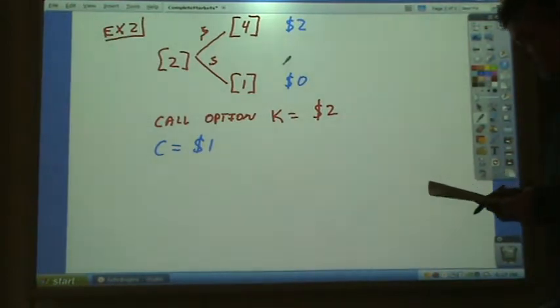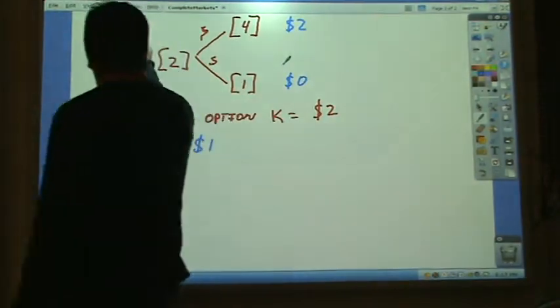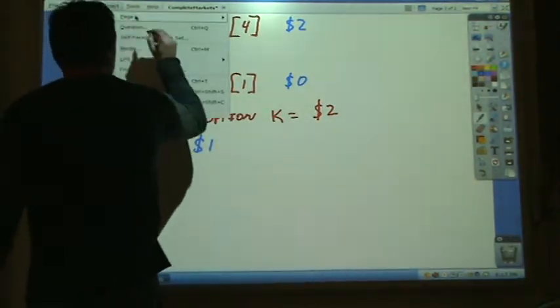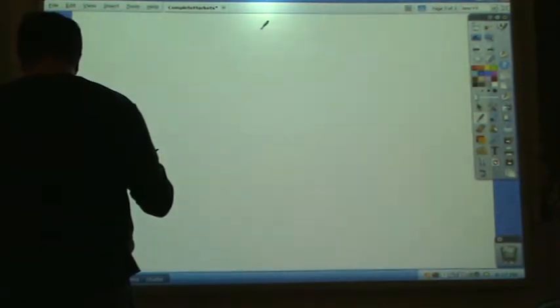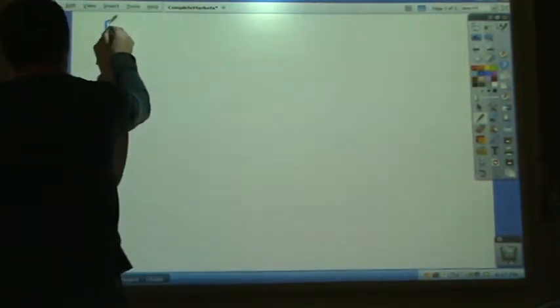Okay. So now let's do another, hopefully very simple example. Suppose you have, this will be example 3.